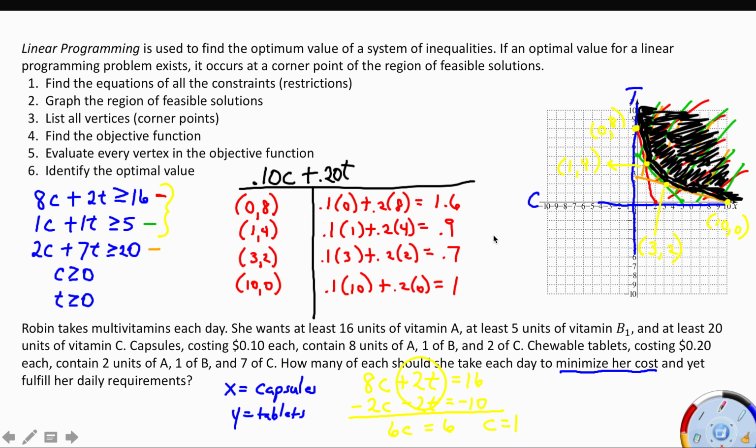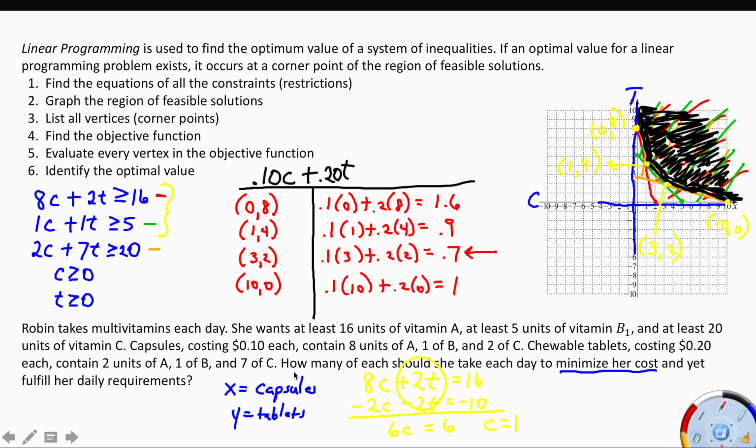Okay, so that means if she buys 0 capsules and 8 tablets, she gets her requirements of vitamins, but it's going to cost her $1.60. 1 capsule and 4 tablets will also get her vitamin requirements, but cost 90 cents. Right here is her minimum cost.